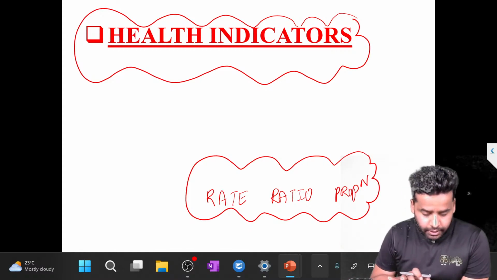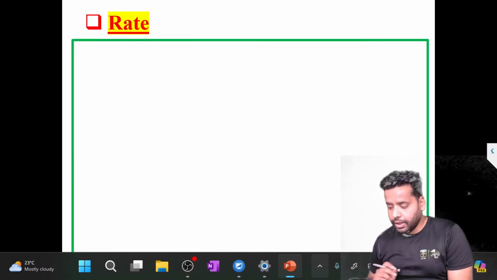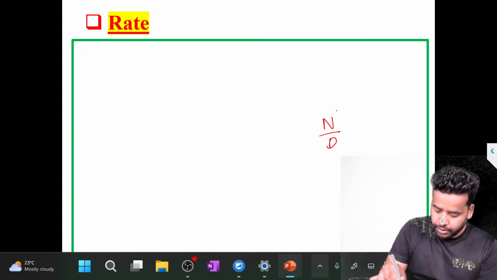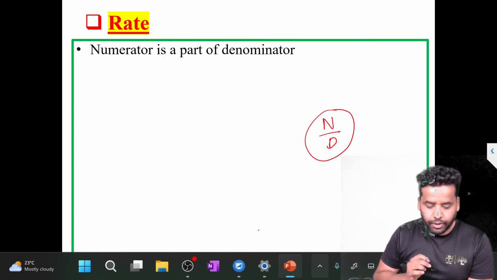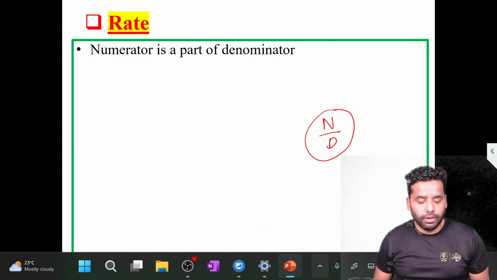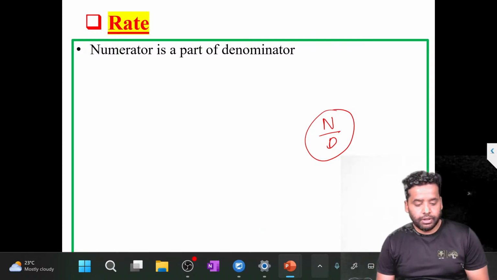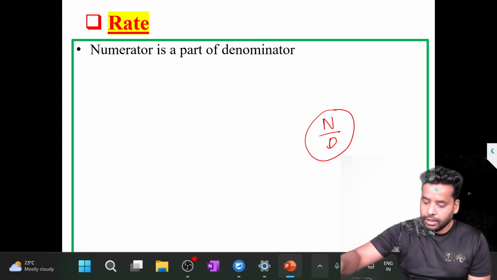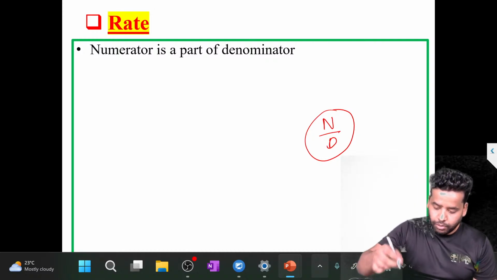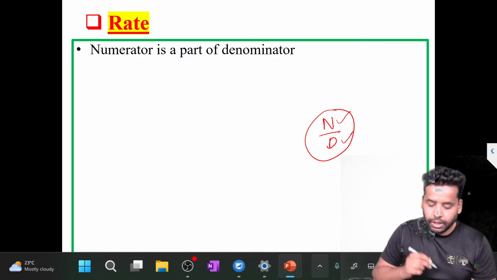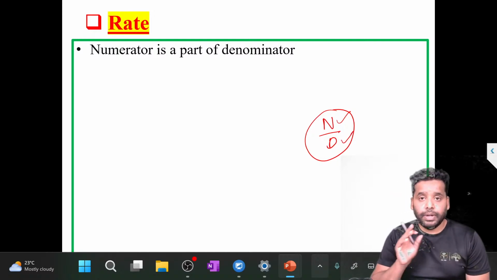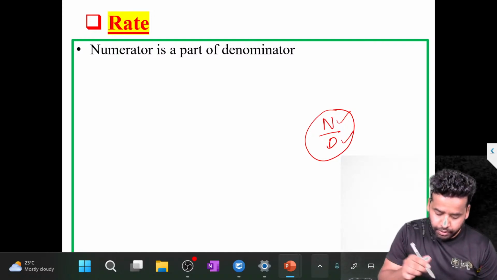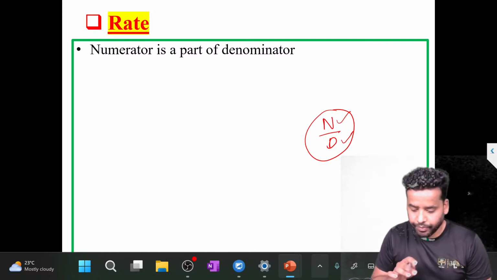The first thing is rate. There are two parts in a fraction, numerator and denominator. Within rate, the numerator is a part of the denominator. I'll give examples and you'll understand later. When you are comparing two things, is it a comparison between two same entities or different entities?